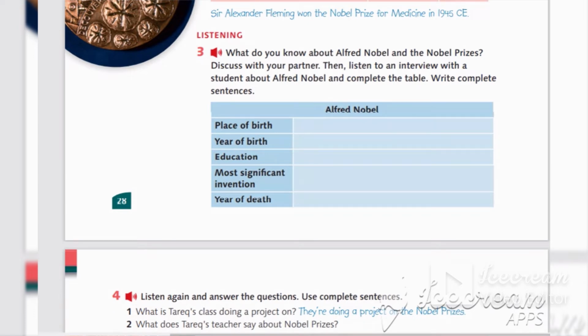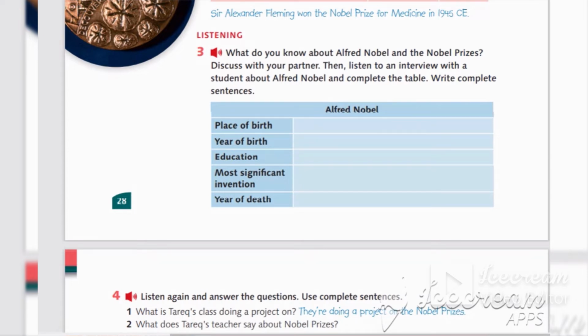So now we've listened to the two students, interviewer and Tarek. They were talking about research. Research يا مس معناها بحث. Tarek is doing a school project and his project is about the Nobel Prize. He is making his research about Alfred Nobel himself, okay?